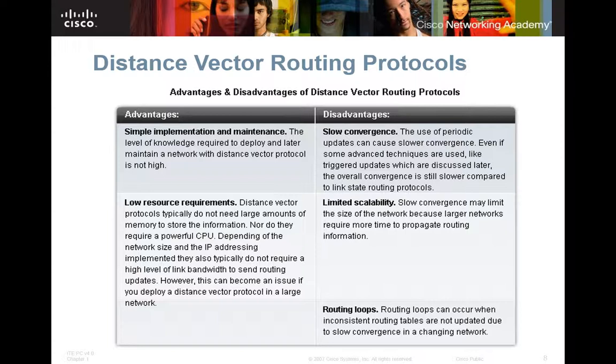Here are the advantages and disadvantages of distance vector. The advantages are simple implementation and maintenance. Very simple. Low resource requirements. It doesn't take much to just forward the packet. Disadvantages: slow convergence, which means the updates take forever. Limited scalability. You really can't have a big network. And routing loops can occur if you have inconsistent routing tables between the routers. And that's always fun.